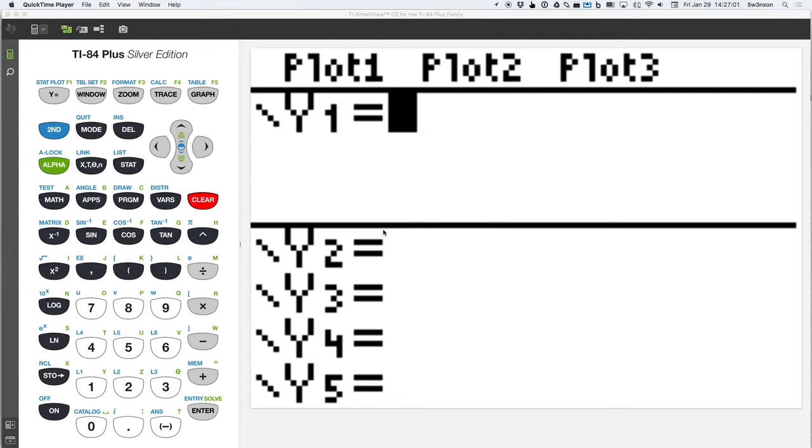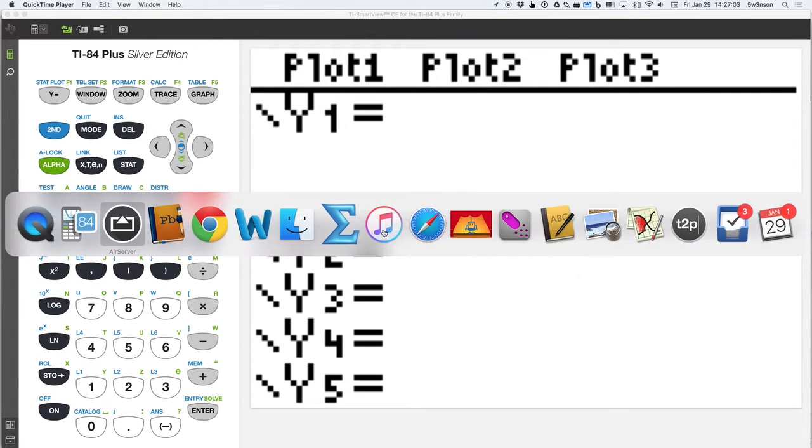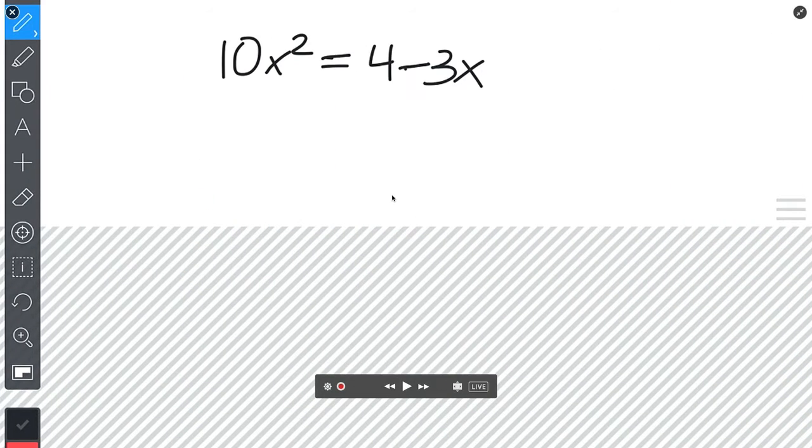Greetings, mathematicians. Today we're going to show you how to solve quadratic equations. We're going to use graphing and more specifically the TI-84 to do that. So first off, we start off with a problem that looks like this.